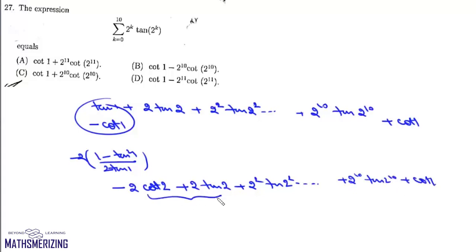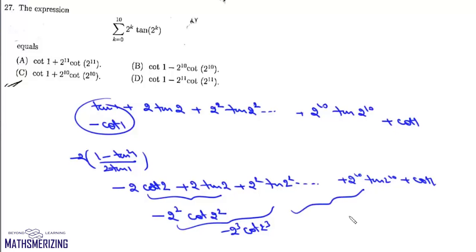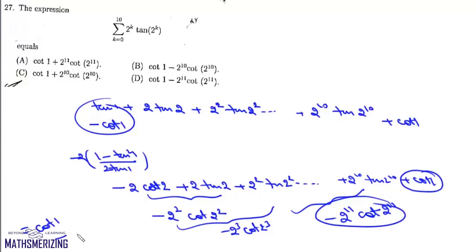Now again if we simplify this, we'll get this as minus 2 square cot 2 square, and next one will be minus 2 cube cot 2 cube, and finally when we'll solve this, we'll get this as minus 2 to the power 11 cot 2 to the power 11. So its final answer will be cot 1 minus 2 to the power 11 cot 2 to the power 11, and that's your option D.